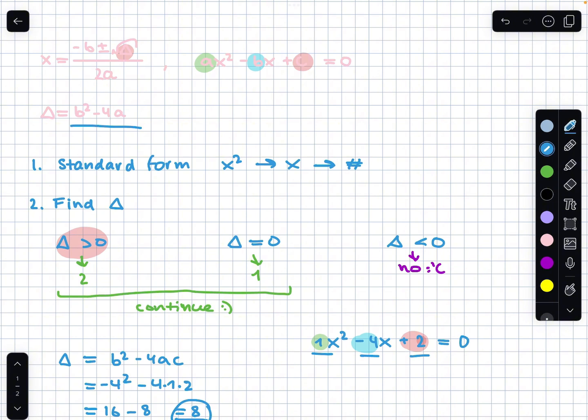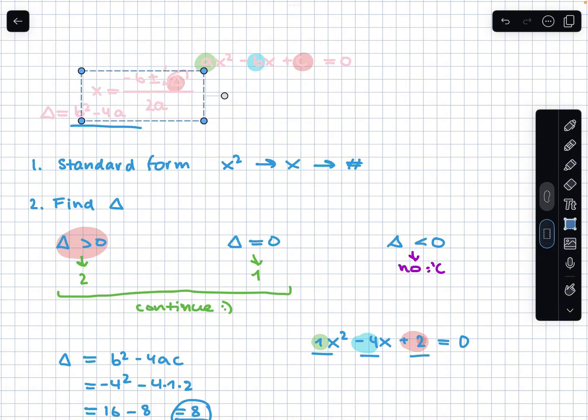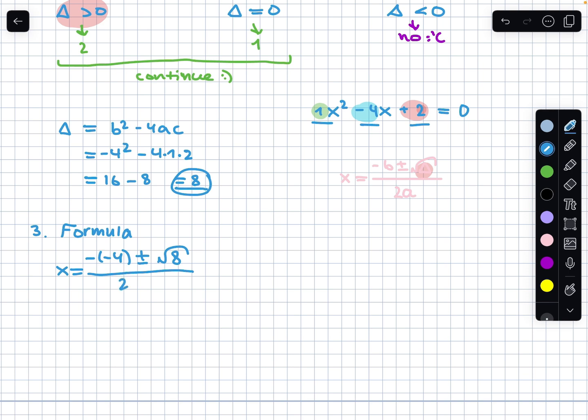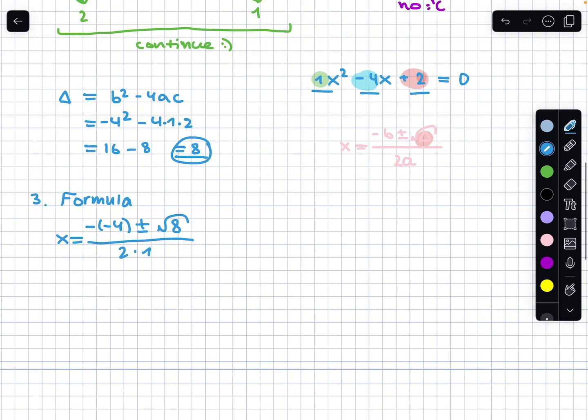So let's bring the formula over here and start writing it out. So we'll have x equals to, we'll take minus and copy down b, minus 4, then plus minus, square root, and here you can put the delta value that you found, which is 8, over 2 times a, and in this case a is 1, so we'll put that down. Now after this, all you're going to be doing is some basic algebra, simplifying this expression.